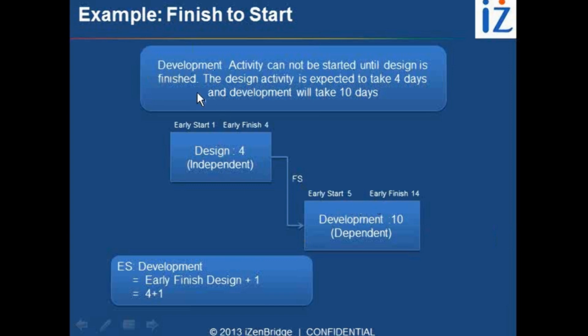If you look at it in a critical path format, the activity design is taking 4 days. Its early start is day 1. Its early finish is day 4. Activity development, which is dependent on design, is starting on day 5. Why? Because it has to wait for design to finish. So design is finishing on day 4, then it can only start on day 5. Since it is taking 10 days, it will finish on day 14. 5 and 14 both are included in development. So at the end of day 14, it will get finished.